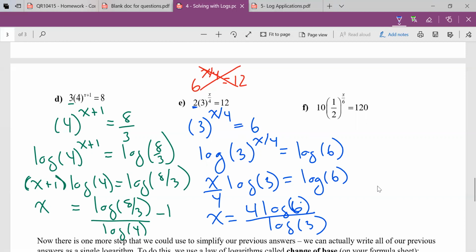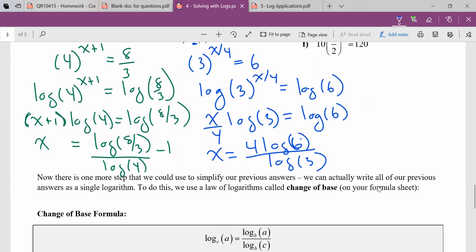There it is. Okay, I'm going to leave F. It's the exact same thing. Divide both sides by 10. All right, so again, I'm using logs when I can't make bases the same. Logs are our friend in this case.